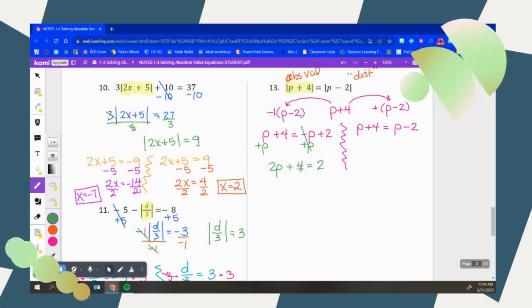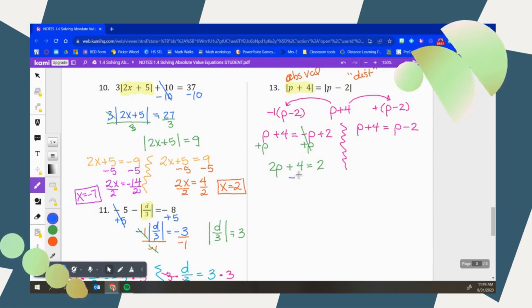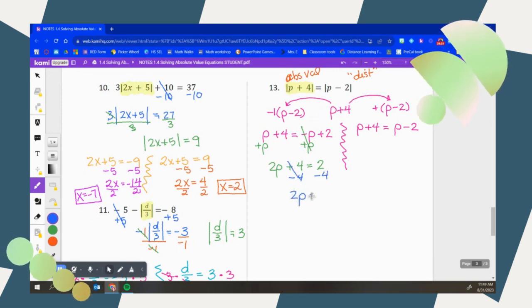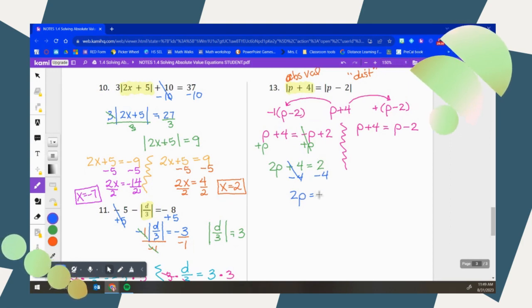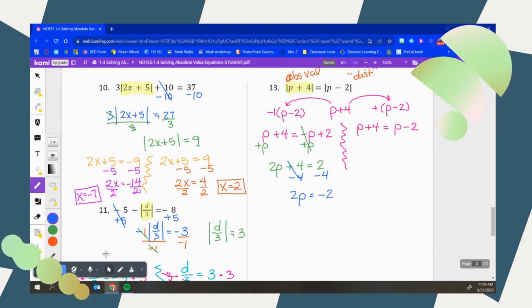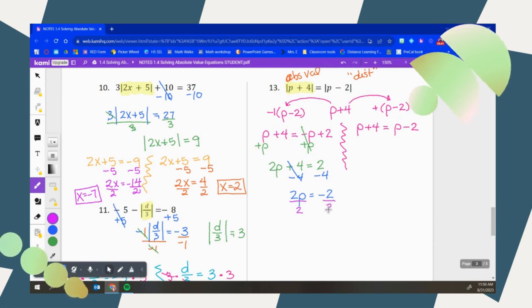So I got to get rid of this guy. How do I do that? Yep, minus 4. Minus 4. Those will cancel. So now 2p equals 2 minus 4, which is negative 2. And then we will divide by 2, so p equals negative 1.